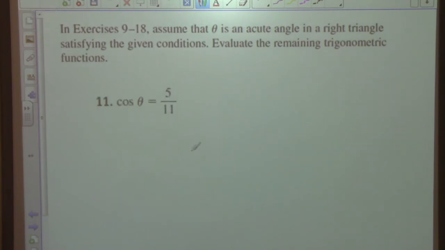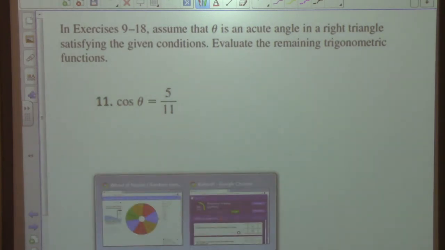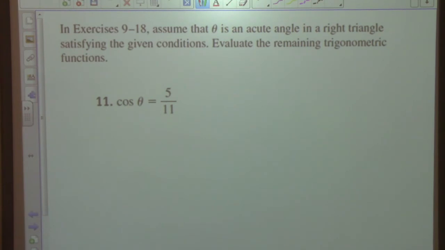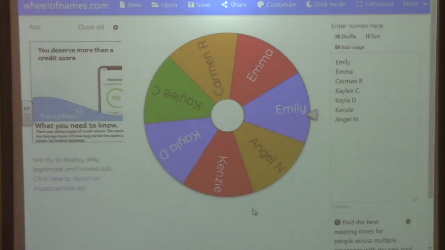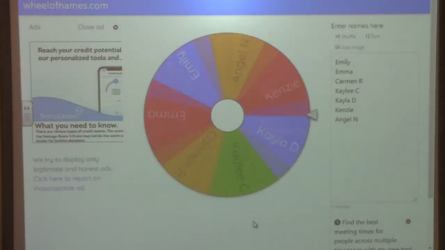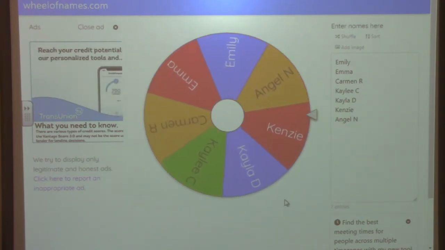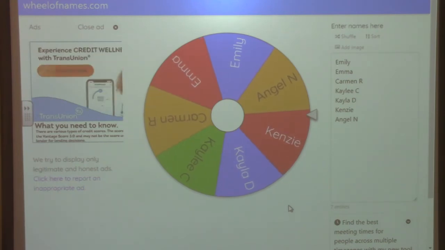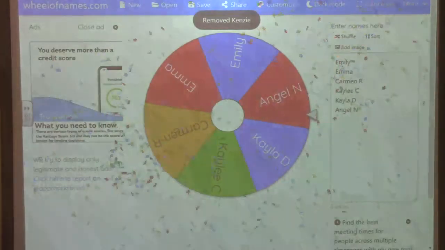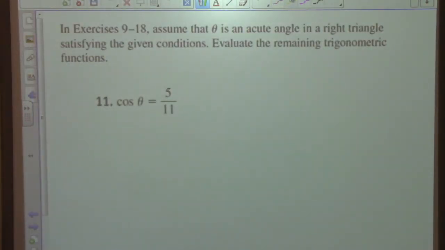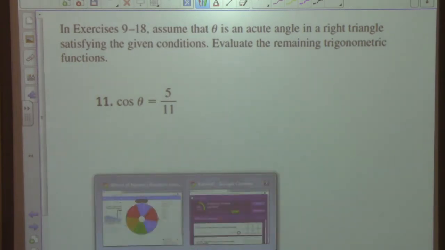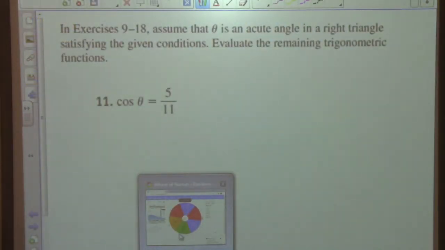Okay, next. We have cosine theta equals 5/11. And we have Kinsey. It's Kinsey, all right, Kinsey, it's you. All right, Kinsey, you got it here. What do we got, Kinsey?